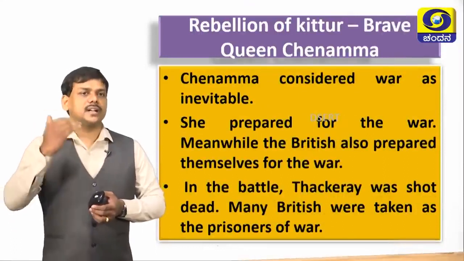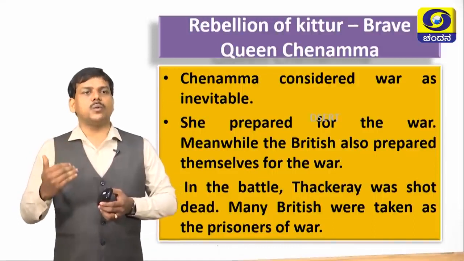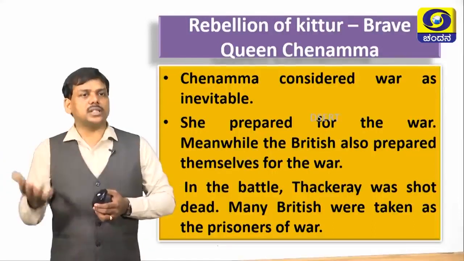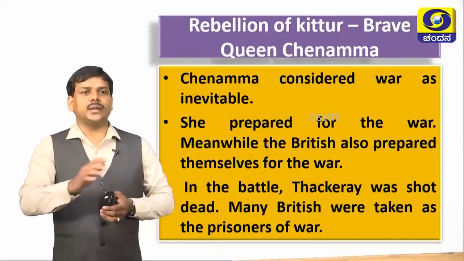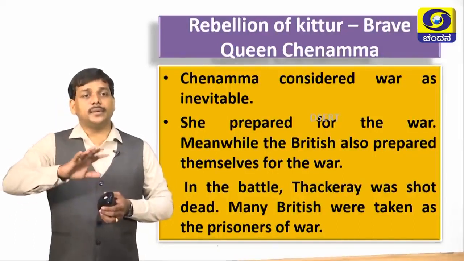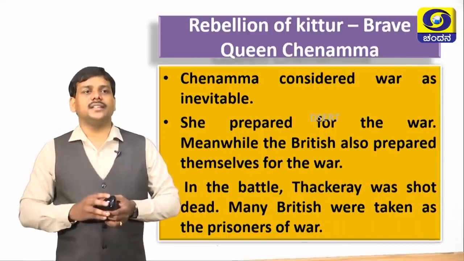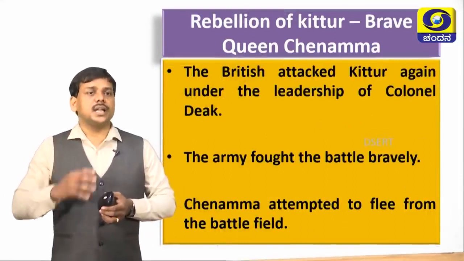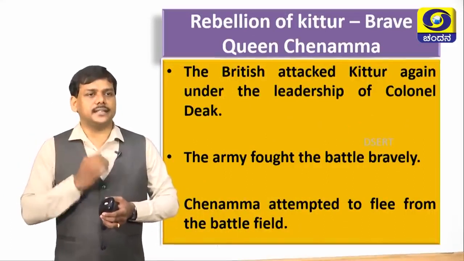That's why Chennamma considered war was inevitable. She prepared for the war. At the same time, British also prepared themselves for the war. In the battle, Thackeray was shot dead. Many Britishers were taken as the prisoners of war by Rani Chennamma. After this, British attacked Kittur under the leadership of Colonel Deak.